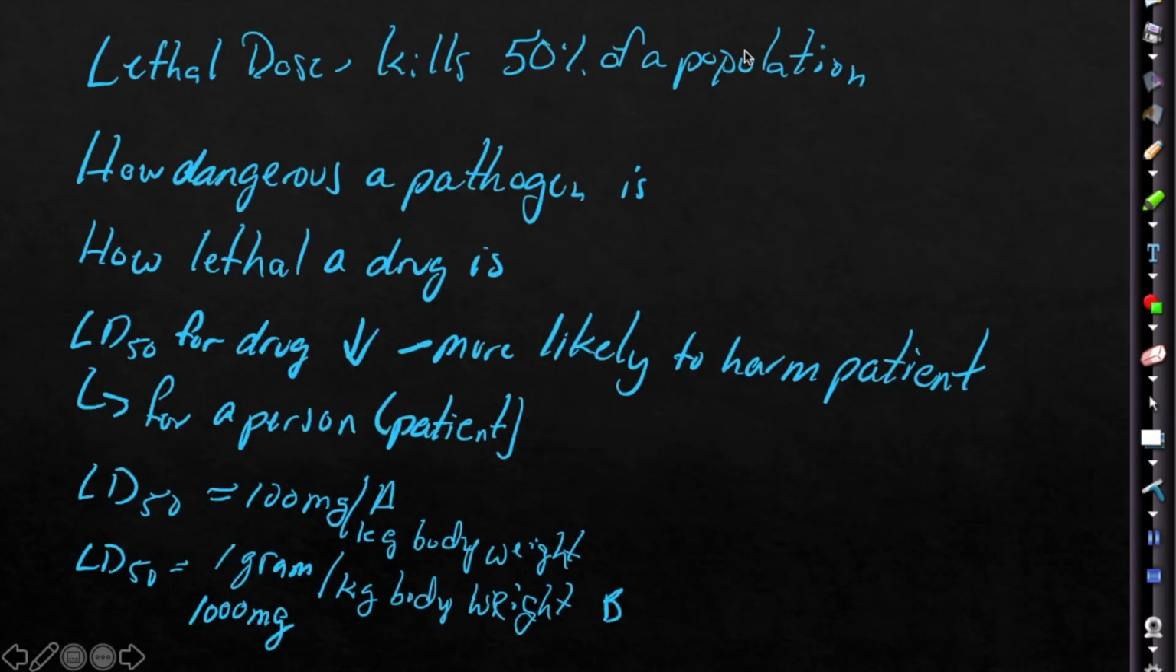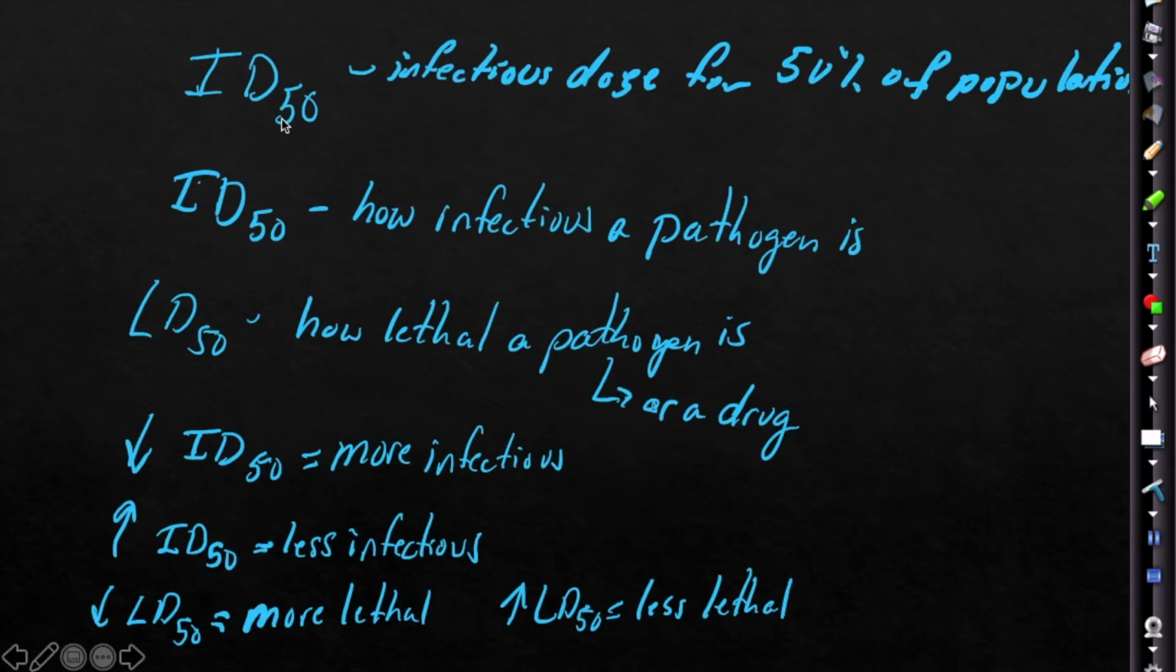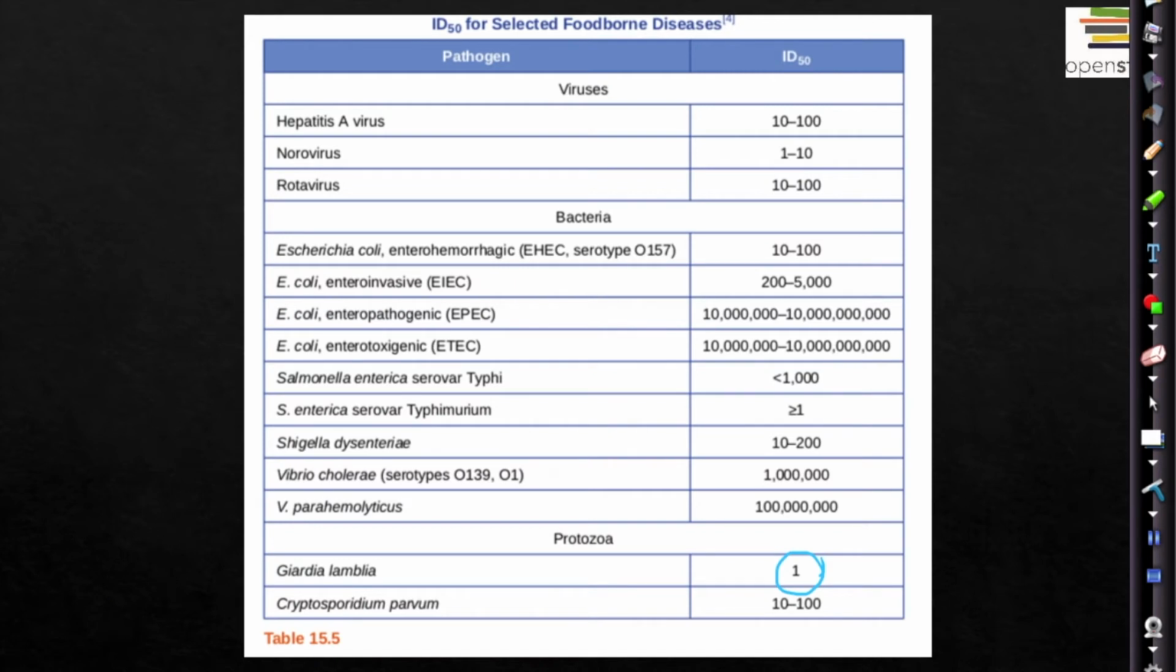So you can read through this. This is notes that I wrote down during lecture. You can read through them. The ID50 is the infectious dose for 50% of the population. So how do you infect 50% of the population? So if you look at the ID50 for something like Giardia, well, the ID50 is 1. It takes one organism for 50% of the population to get infected by it. So if you have one Giardia in your system, 50% of the time you will get the Giardia disease.